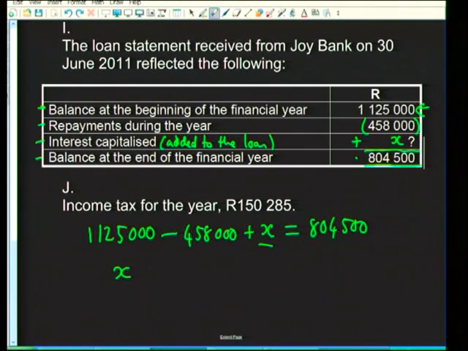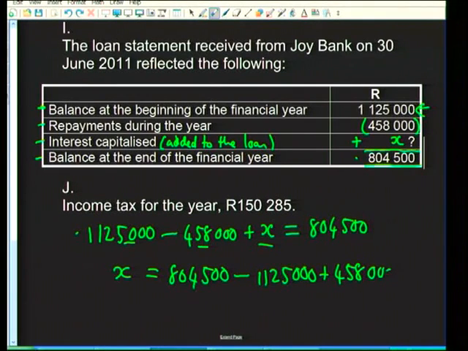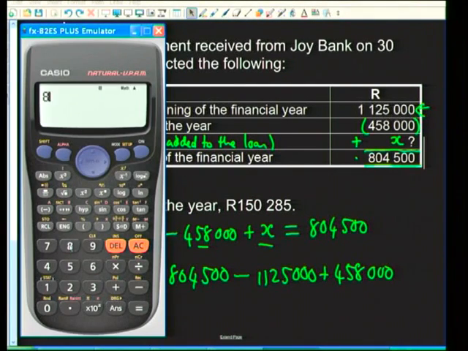So let's leave X on this side and take these two numbers over to the other side. So we already have 804,500. This was positive here, so it must be negative on the other side. Subtract 1,125,000. And this was negative here, so it must be positive on the other side. Add 458,000 Rand. So to calculate the interest now becomes quite easy. Let's quickly do the calculation. What we'll do is we'll take the 804,500 minus 1,125,000 plus 458,000.